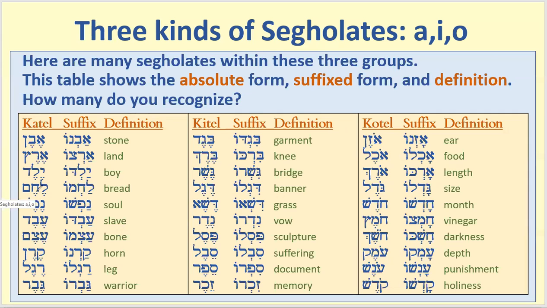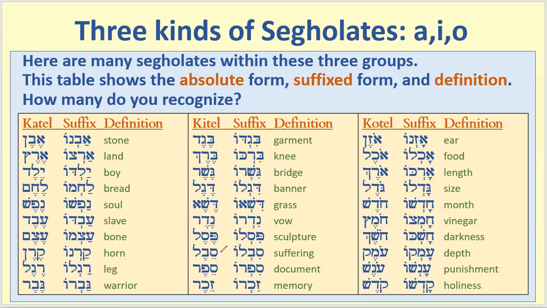So there are lots of examples of segolates that belong to each of these three categories. I'm giving you a whole laundry list of them here. All of your qatel forms are on the left, like even becomes avno, eretz becomes arzo, and so on. The second column has your qittel forms. For example, beged with a suffix becomes bigdo, or berech becomes birko, and so on.